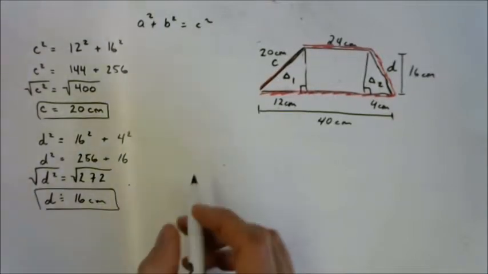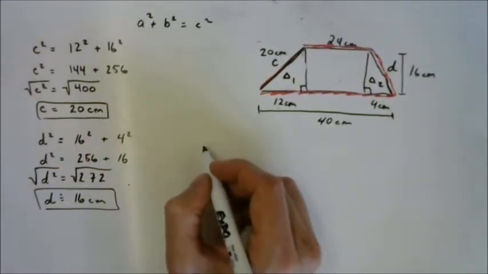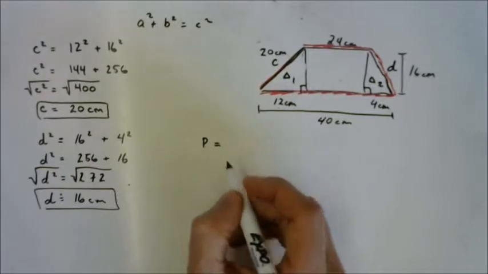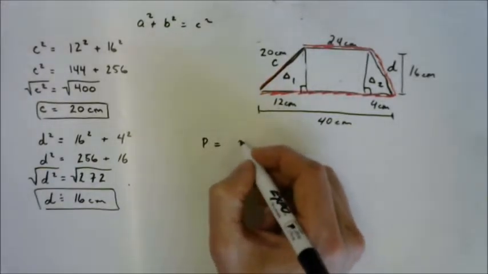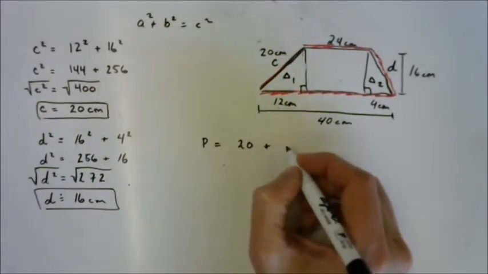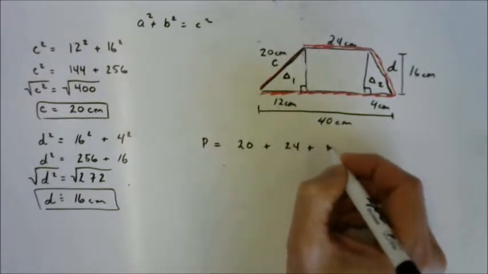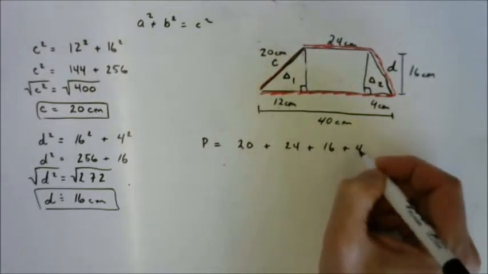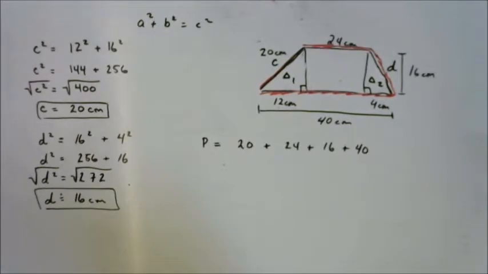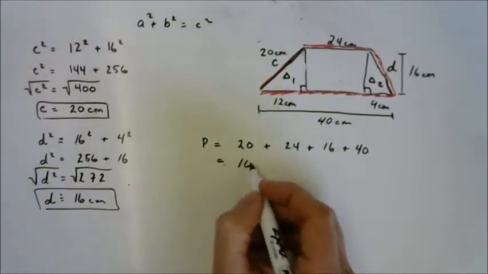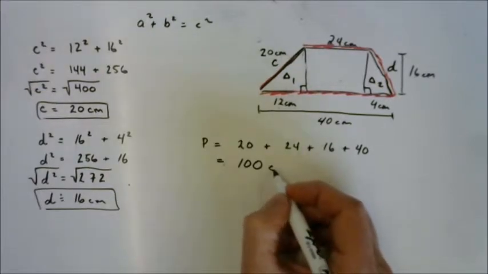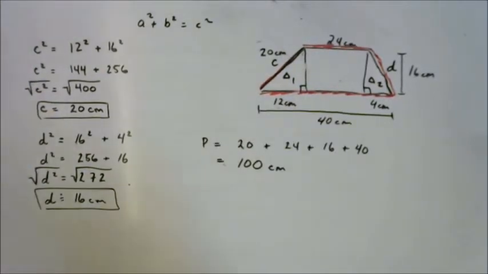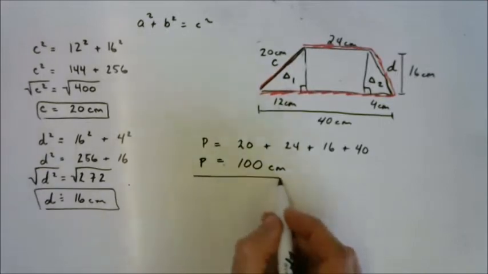Now what do we do to find the perimeter? We add them. Okay, perimeter equals, just pick a side and go around. 20 plus 24 plus 16 plus 40. In your calculator? 100 what? Centimeters. Just that? How come it's not centimeters squared? It's not area, it's just a length.